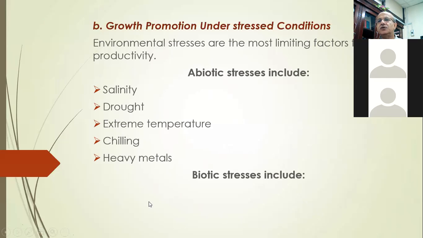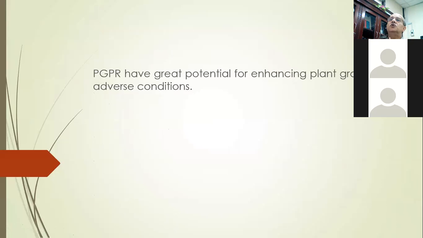And biotic stresses include insects and pathogen attack. So these biotic and abiotic stresses can affect the plant growth and reduce the plant growth. So first we discussed how the PGPR can be helpful in improving plant growth under normal conditions. And now we are discussing how the PGPR can improve plant growth under adverse conditions. So what may be the adverse conditions? We discussed that these may be biotic stresses or abiotic stresses.